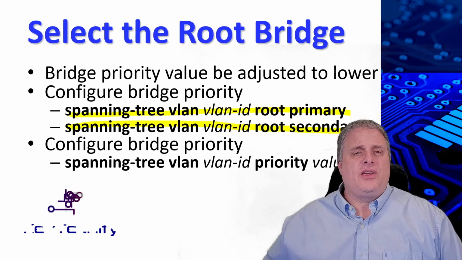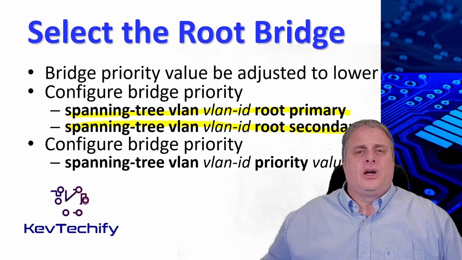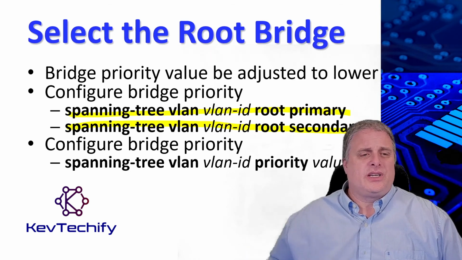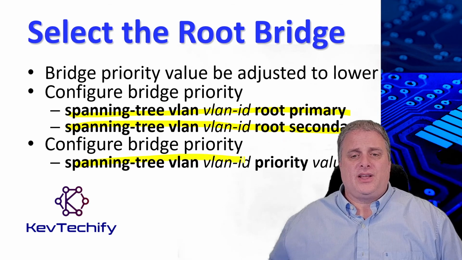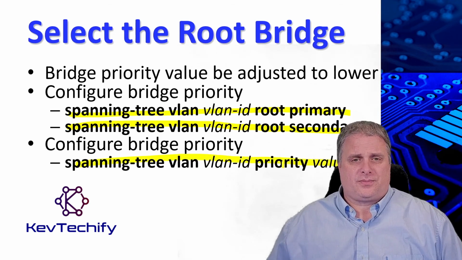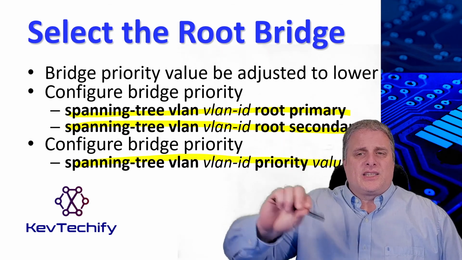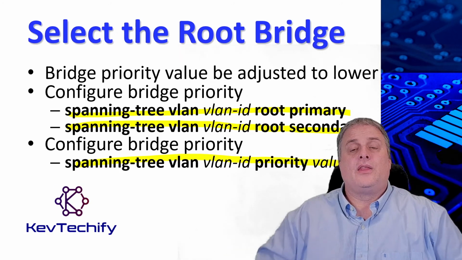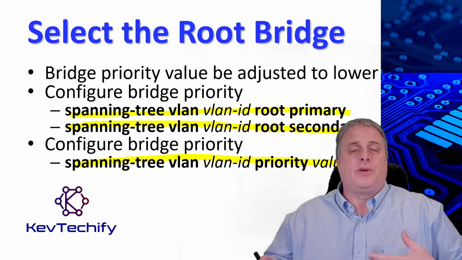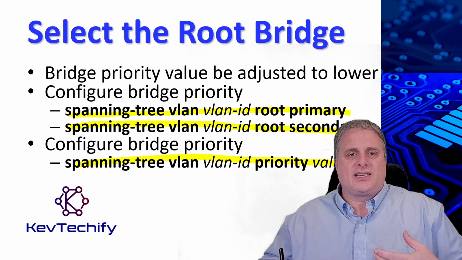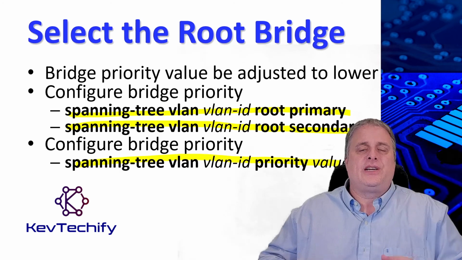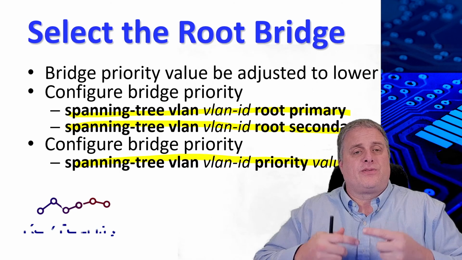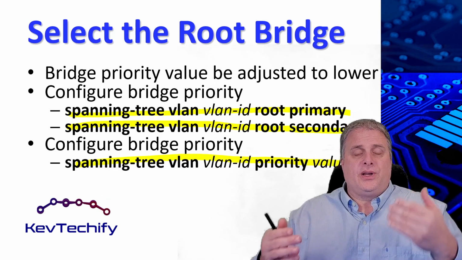Another method is to configure the bridge priority value, the BID, using the spanning-tree vlan VLAN-ID priority value command. This command gives more granular control over the bridge priority value. The priority value is configured in increments of 4096, and it's between 0 and 61,440. So it has to be in increments of 4096, between 0 and 61,440.